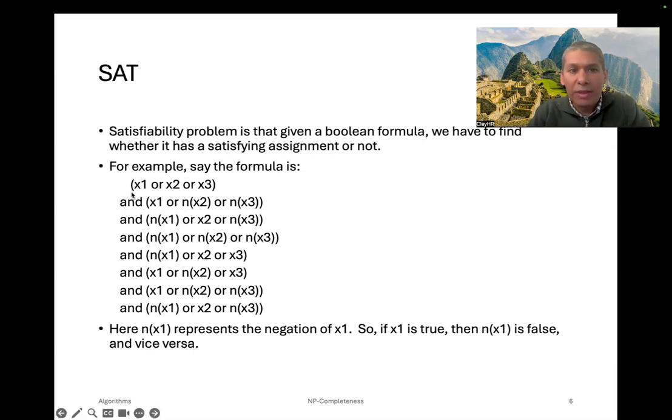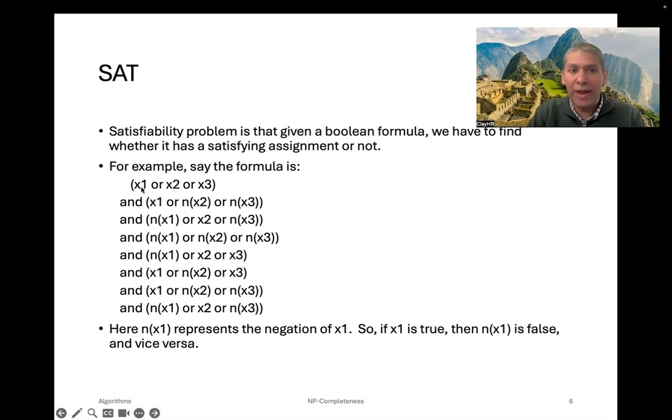So as long as something from here is true, and something from here is true, and something from here is true, you will be able to make the overall formula true, which means that the formula is satisfiable.